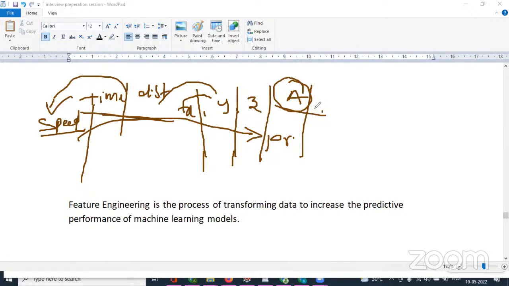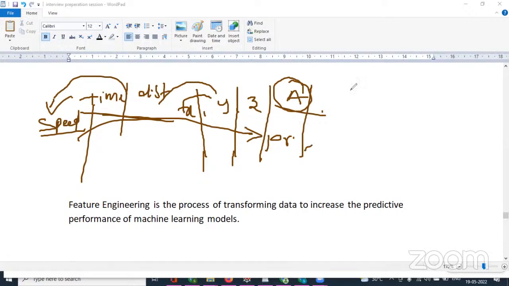Yeah, Venki, absolutely. We explained the same thing in the previous session. Yeah, extracting features from the raw data. Yeah, that is correct.